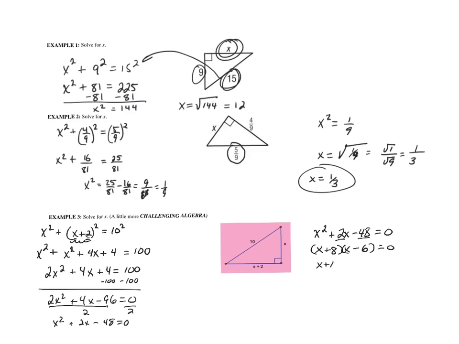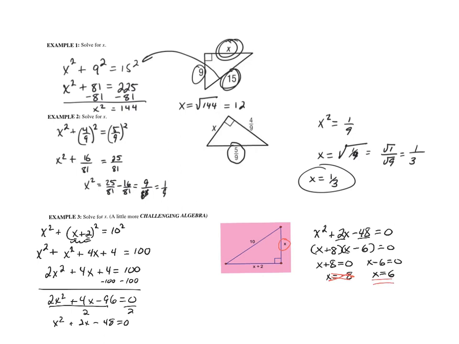So we get two solutions: x plus 8 equals 0, which leads to x equals negative 8, and x minus 6 equals 0, which leads to x equals 6. Now, in the context of this problem, where x is a side length, we cannot have a negative value, so we toss that one out as extraneous, and we settle on x equals 6.